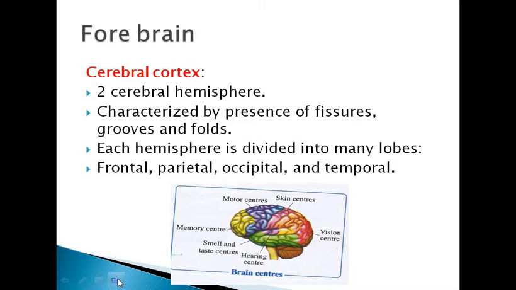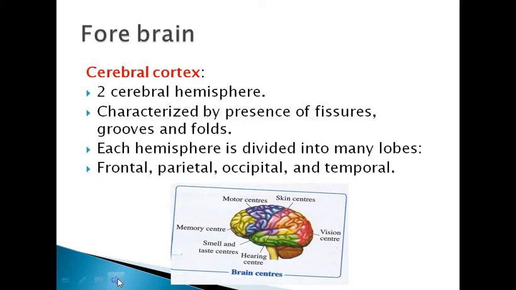The first part of the forebrain is the cerebral cortex, also called the cerebral hemispheres because it's formed of 2 parts, and these 2 parts are separated by a big fissure, but not completely separated. From the inner parts they are connected by a big bundle of nerve fibers. The surface of the cerebral hemisphere is characterized by depressions, called grooves or fissures, and raised areas called folds. So the cerebral hemisphere is composed of grooves, fissures, and folds.